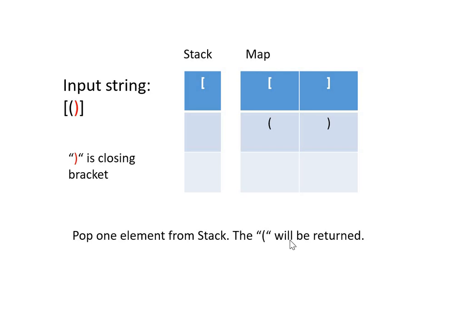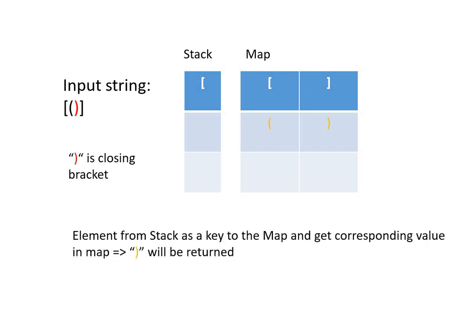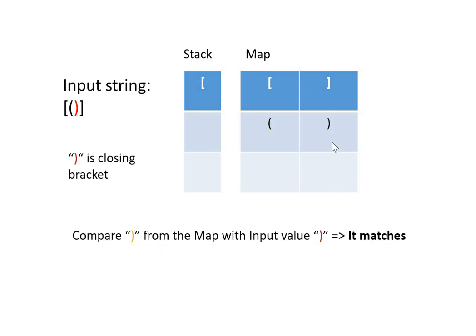The open bracket will be returned. Then we will use that value as a key inside the map to get the corresponding value, which is closing bracket. The closing bracket will be checked with the input string. If it match, so we continue to proceed another element. If it doesn't match, we return that it's not a balance bracket.